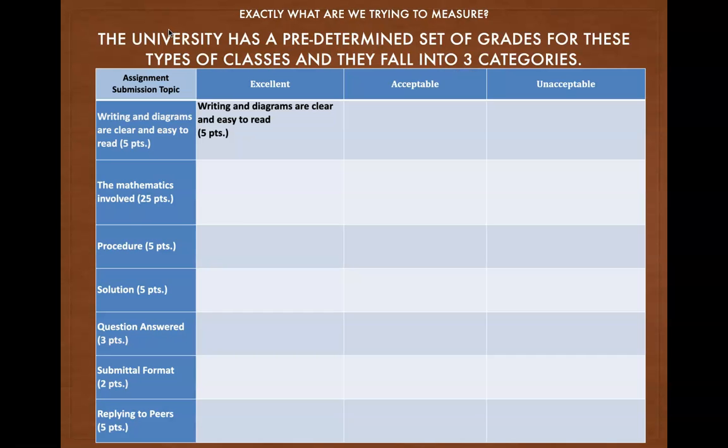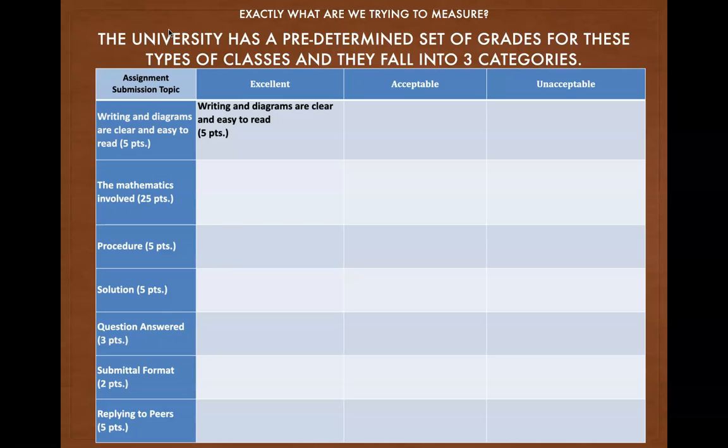All right? So for the very first criteria, writing and diagrams are clear and easy to read. That's pretty much what I'm looking for. So I just kind of copied and pasted that in. I want their writing and their diagrams to be very clear, very easy for me to understand and to read. If they're doing a graph or a diagram, it needs to be very clear, with an X and Y axis, and just clear.